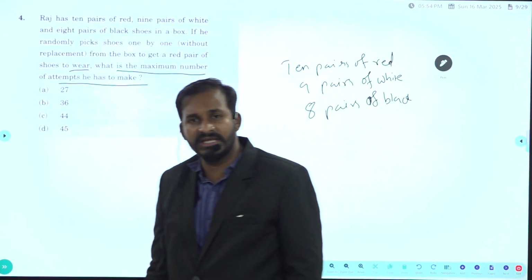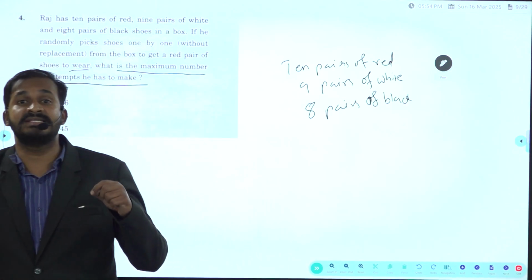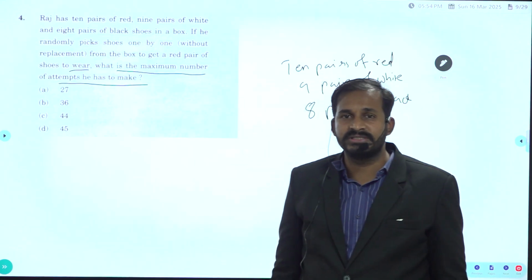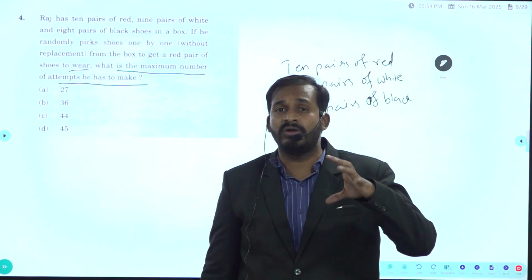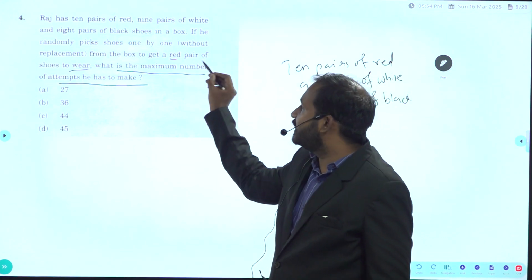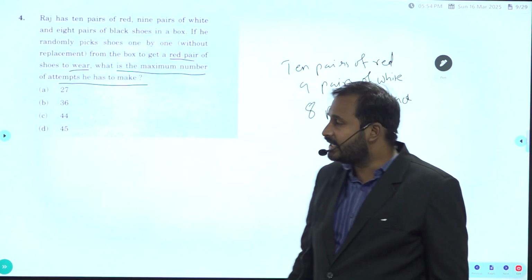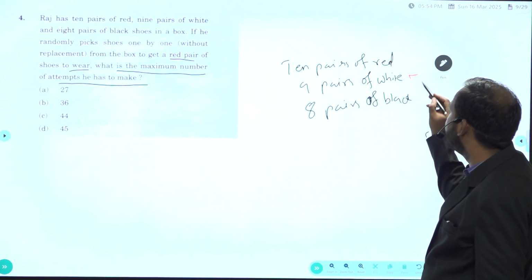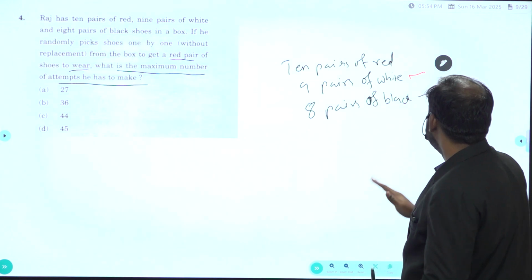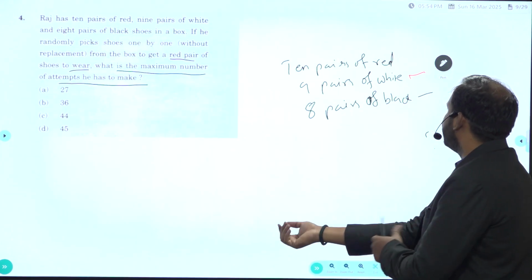See, here he is asking us for the maximum number of attempts. When can he make the maximum number of attempts? If he picks it at the end, then only he can pick the maximum. So that means he needs to pick a red pair, right? So before picking red, definitely he should take all the white and black. So how will he bring out all the white and black for us here?